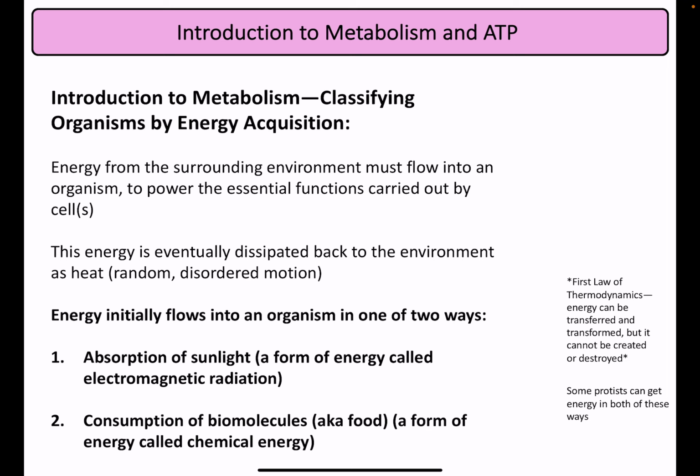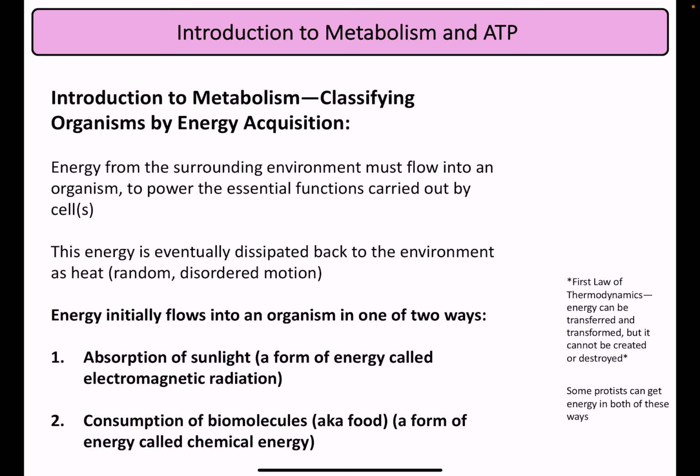So remember that one of the fundamental characteristics of any living thing is the ability to acquire energy from the surrounding environment and to then convert that energy into a form that is usable for the individual cells that make up that organism. This process of acquiring energy from the environment and converting it into a usable form is a part of the organism's metabolism.